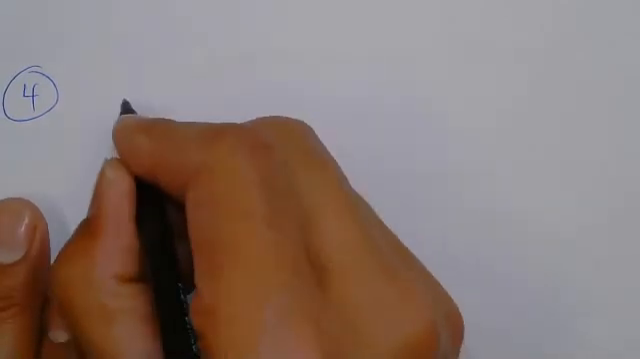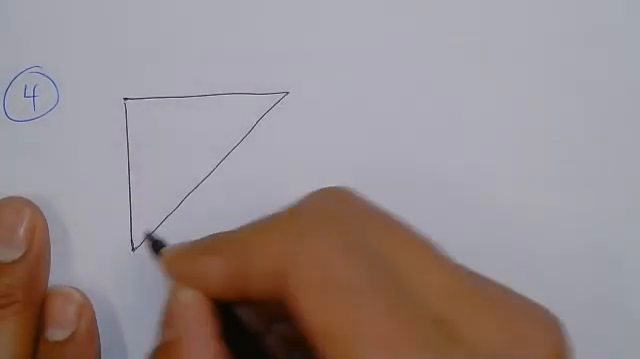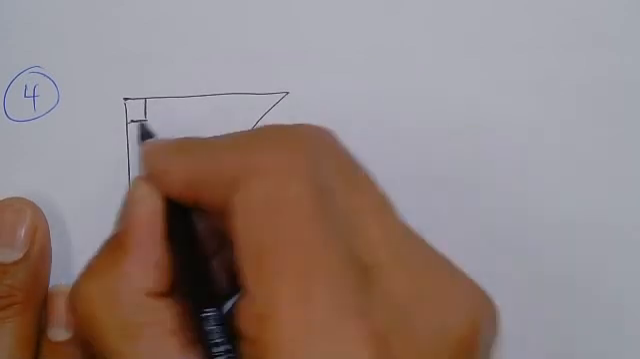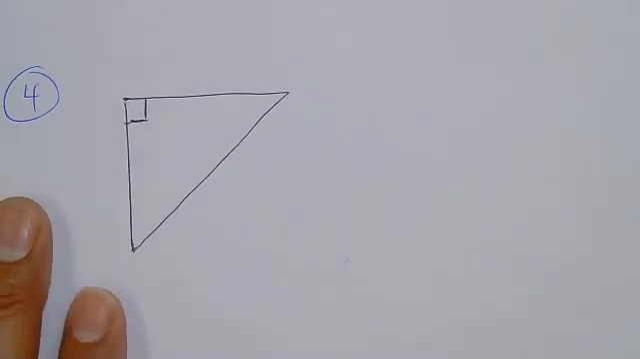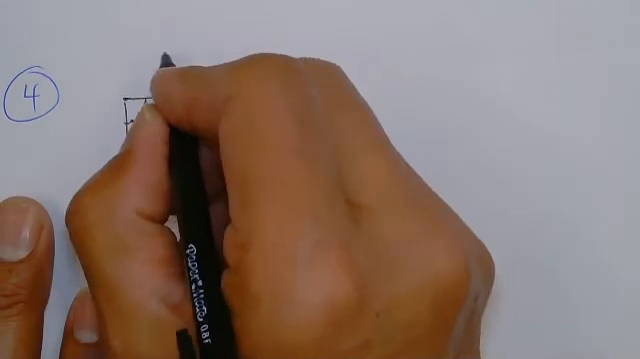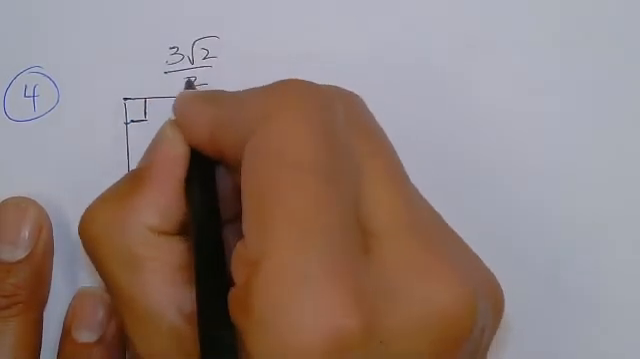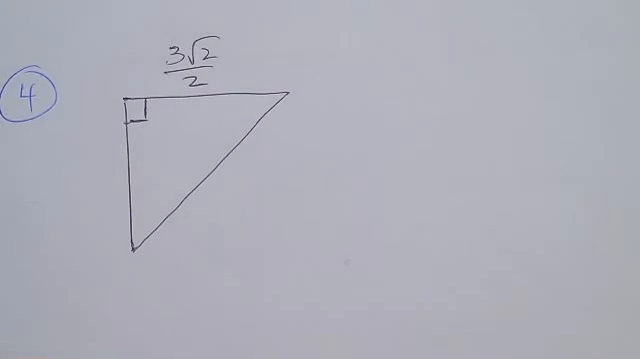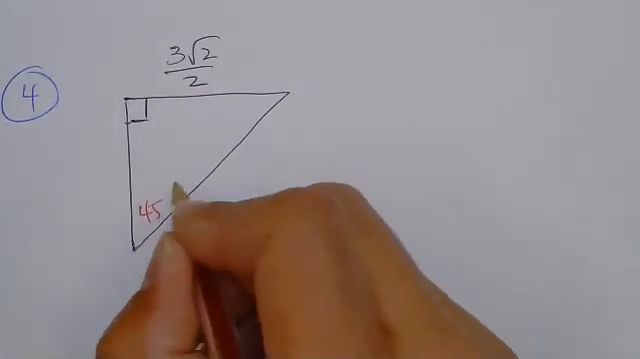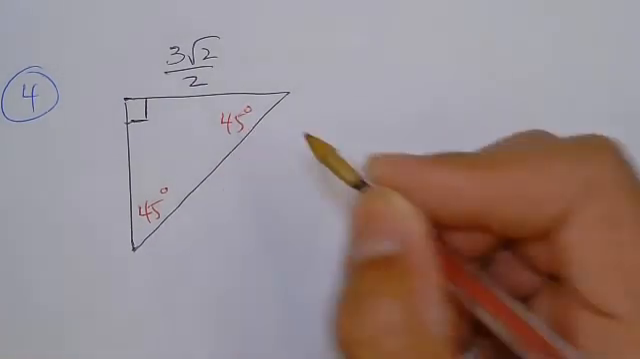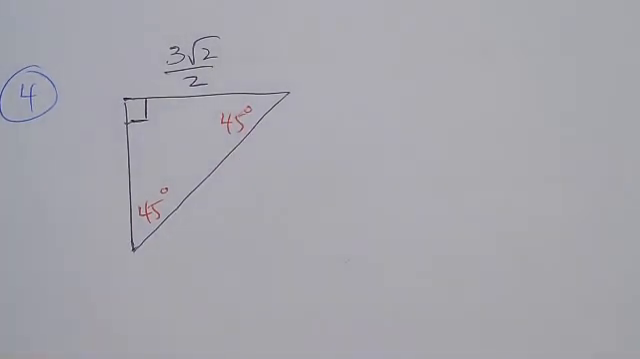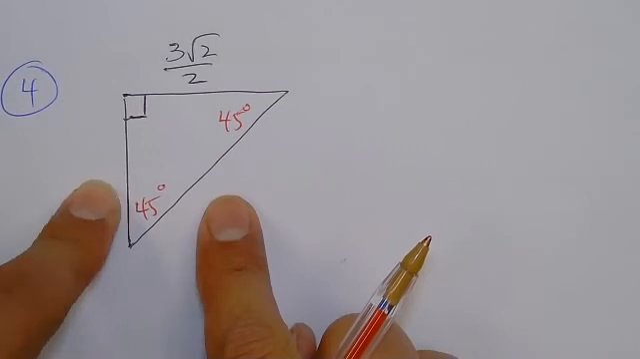Okay, number 4. Another one like that funny one we did earlier. Well, what about this? One more like this, then the good ones. Here we go. Ready? What did I do last time? What if I have 3 root 2 over 2? We did one just like that a little while ago. Okay, let's try it again. Yes, this is a 45, 45, 90.